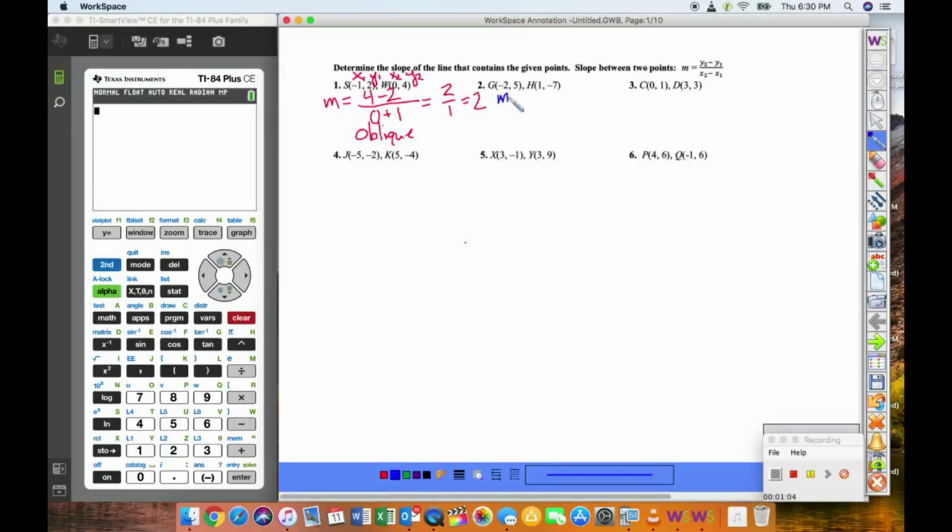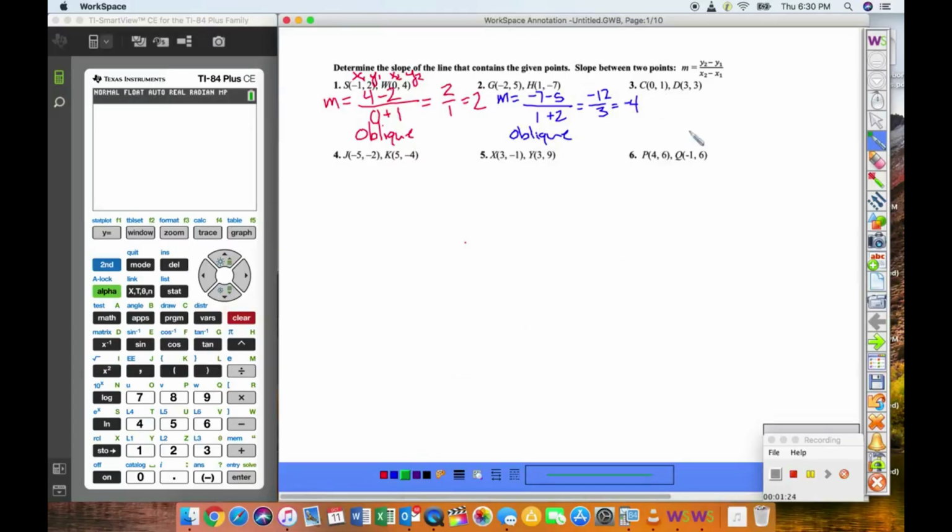Let's find the slope of the next dude. So we'll do a little m equals negative 7 minus 5 over 1 minus a minus 2, which is negative 12 over 3, which totally reduces to negative 4. And since we didn't get 0 or undefined, that's an oblique line. So that guy is oblique.